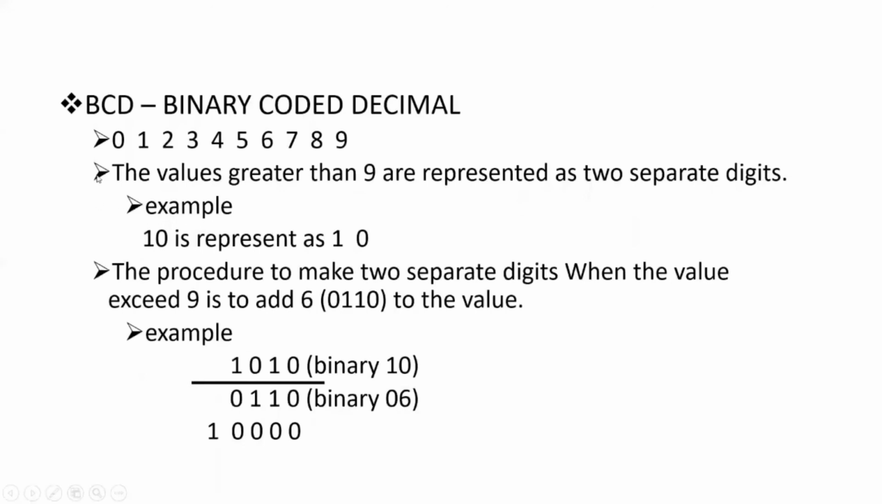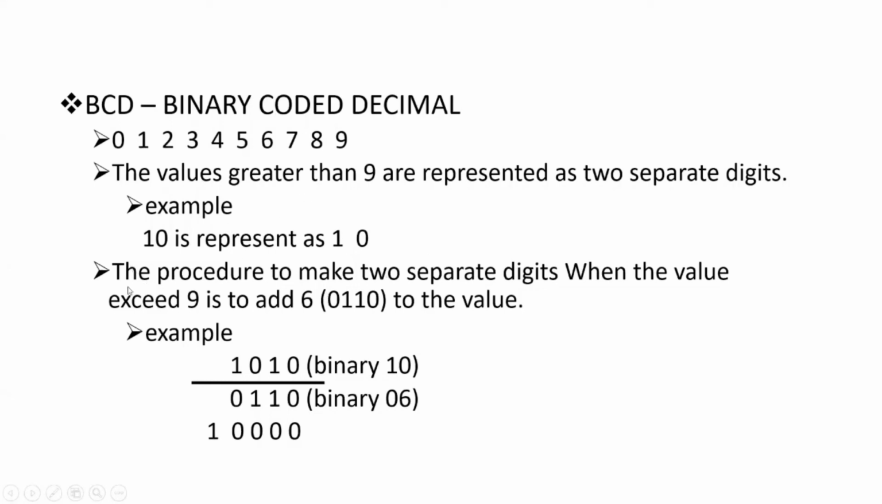So here's the concept. BCD, which is binary coded decimal, is from 0 to 9. When the values are greater than 9, they are represented as two separate digits. For example, 10 is not represented as 10, it is represented as two different digits, 1 and 0. Another example, 12 is not represented as 12, it is represented as 1 and 2.